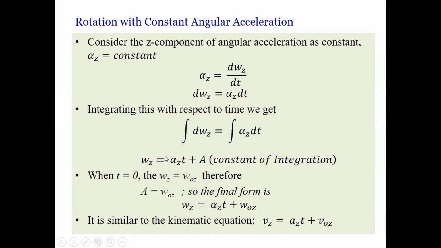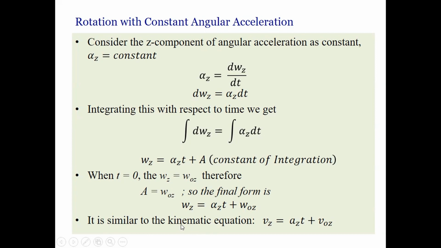And d omega integration will lead us to only omega, the z component. When t is equal to 0, omega z is equal to omega naught z, the initial value. Therefore, our constant of integration a will be omega naught z. And therefore, the final form of the equation will be omega z equals alpha z times t plus omega naught z.